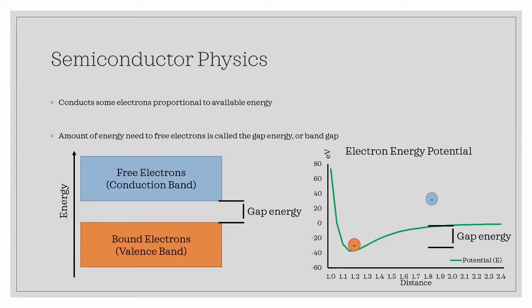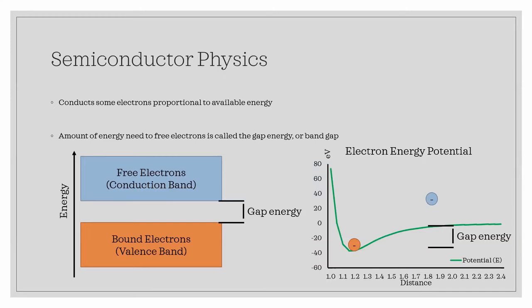The blue electron, however, does have enough energy on its own to overcome the attraction of the nucleus and can go wherever it wants. It has enough thermal, kinetic, applied electromagnetic energy, whatever, to overcome the pull of the nucleus. The energy that's required to overcome the pull of the nucleus is called the gap energy.